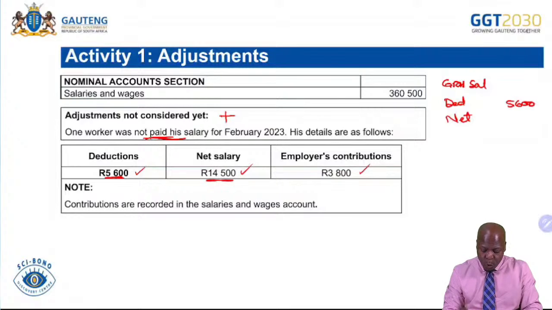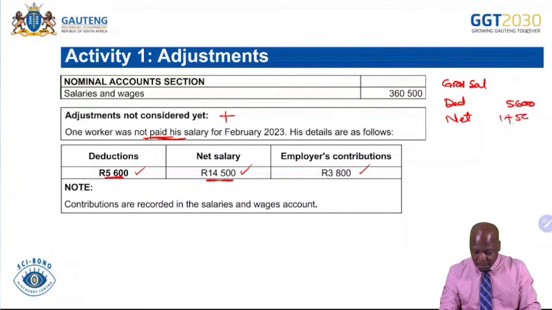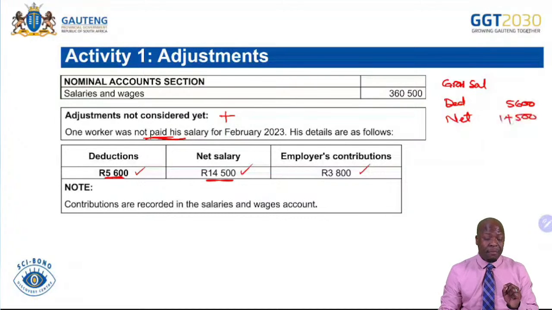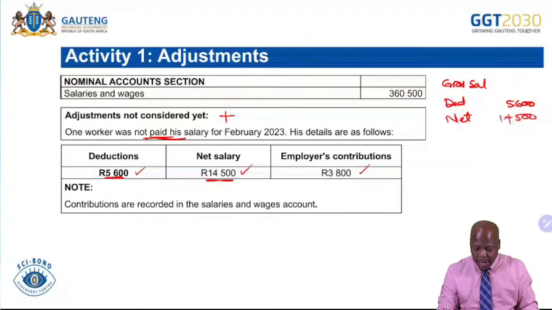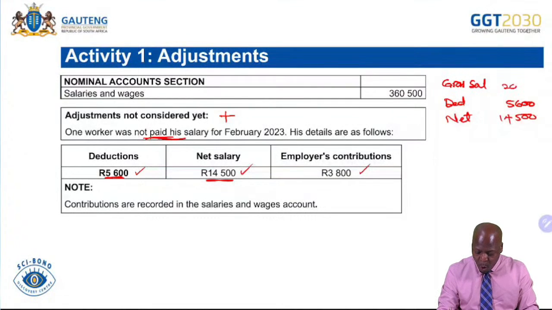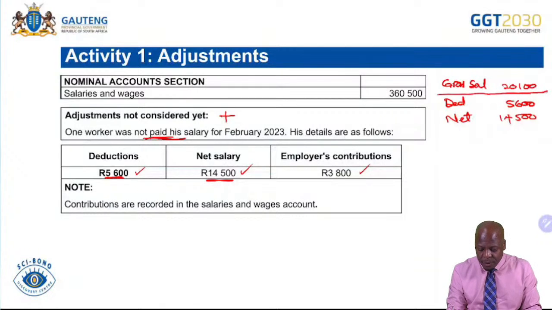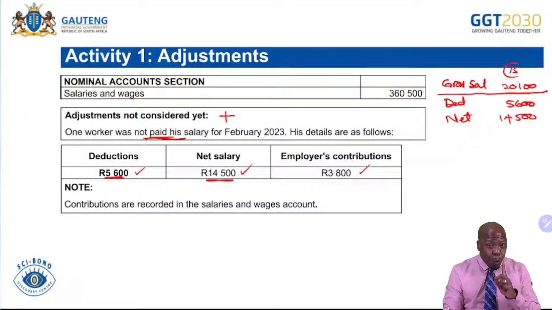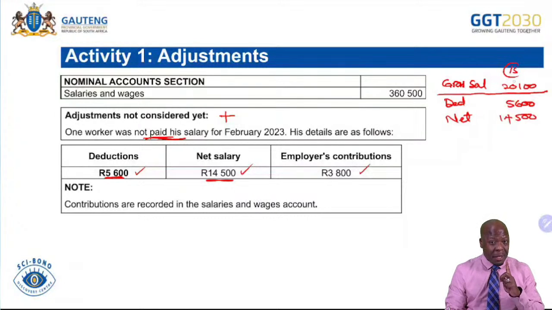And you are given net salary, which is 14,500. We know for certain that if I have my gross and I subtract 5.6, I get 14.5. So if I then do the opposite, I should get my gross. All right? So my gross, therefore, is going to become 20,100. That is my gross. So once I have my gross, it is very important that your gross is what we adjust in the income statement. Your gross is what we record in the income statement.